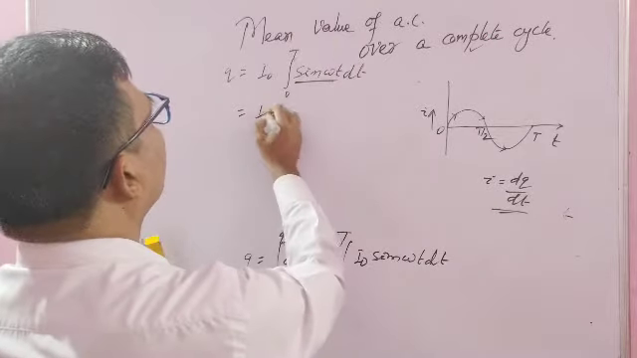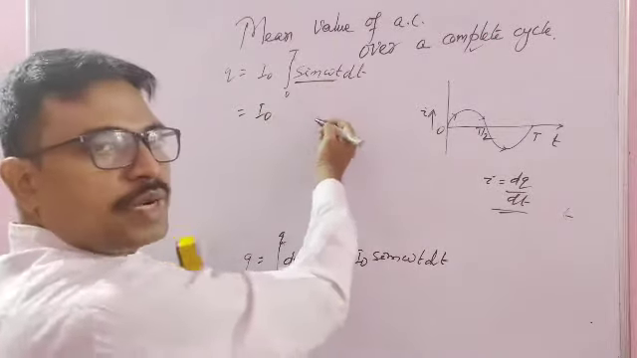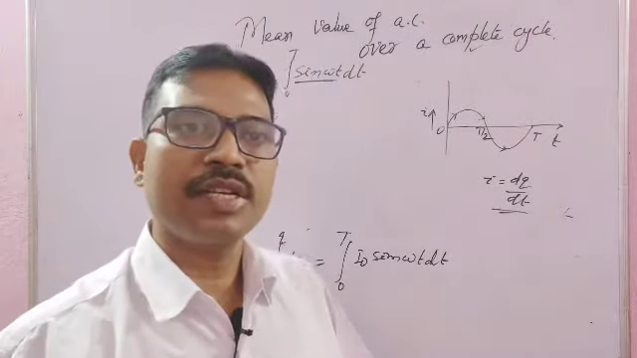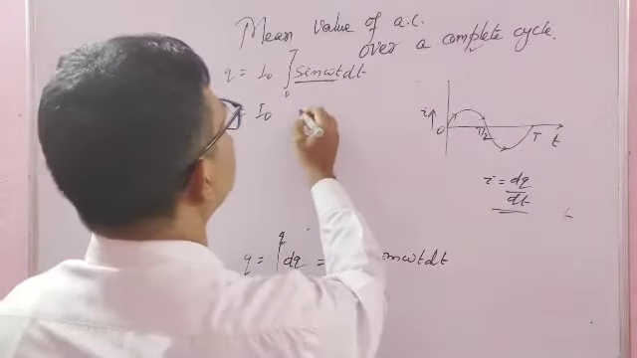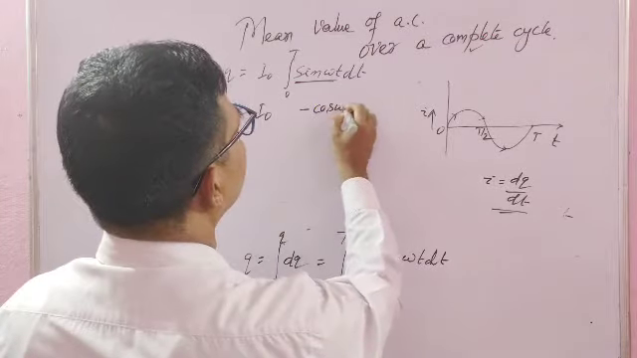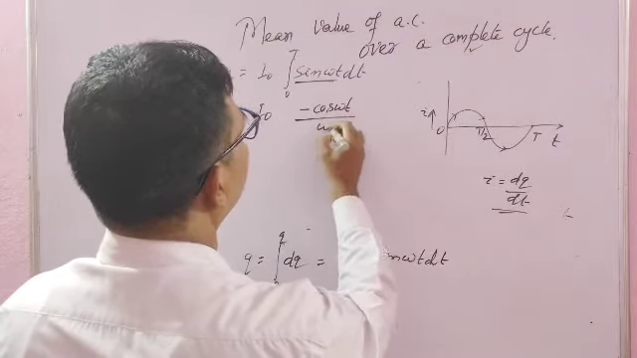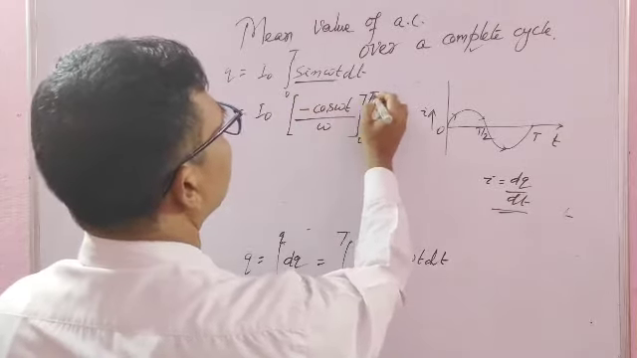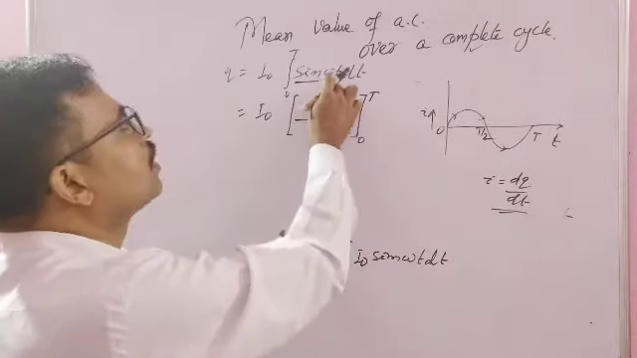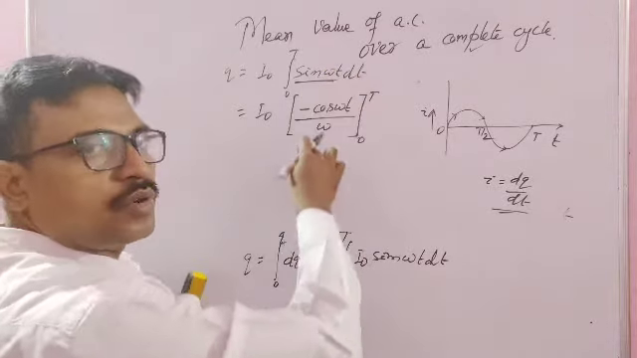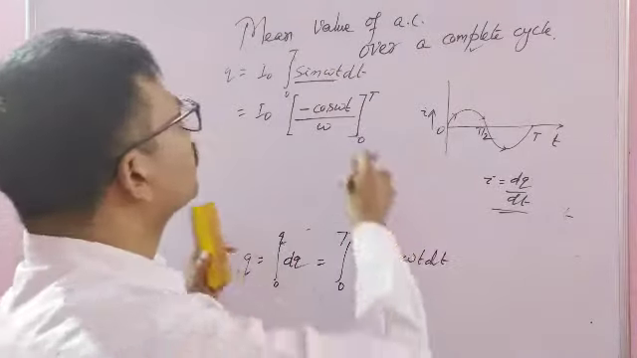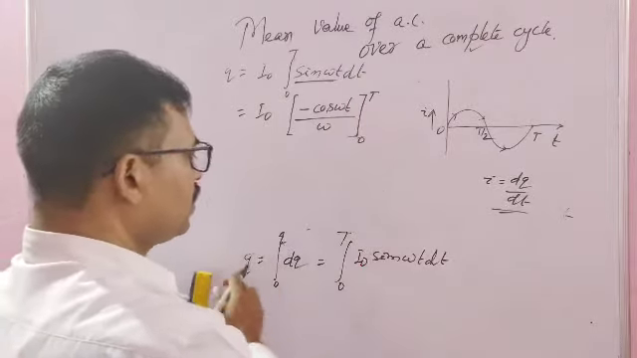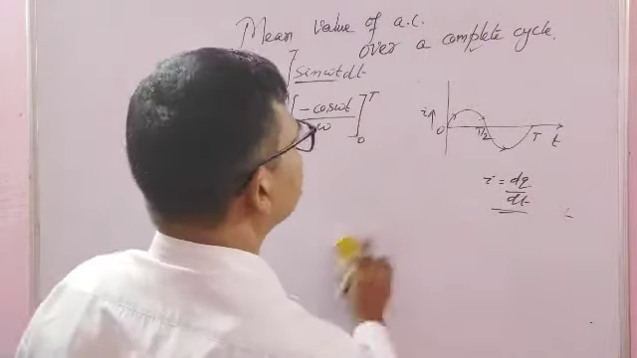So I0 times the integration of sin omega t. The derivative of sin theta is cos theta, but integration is opposite. So the integral of sin omega t is minus cos omega t by omega, with limits 0 to t. Any problem? This is important. Those students who have taken biology have to remember the integration of sin omega t, since sometimes they face problems.